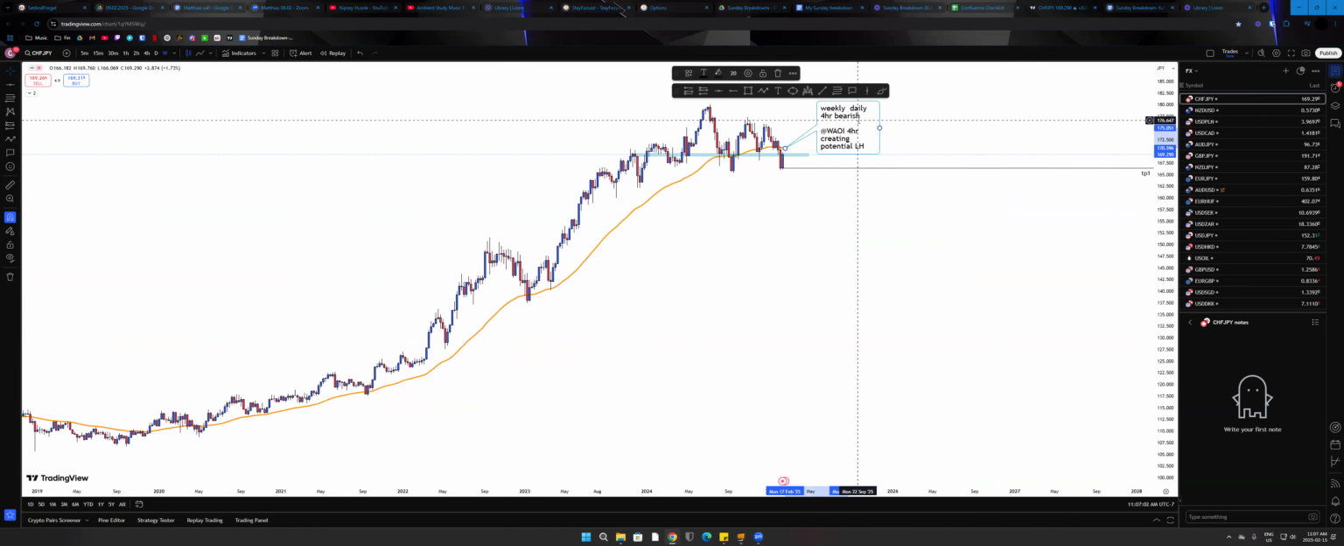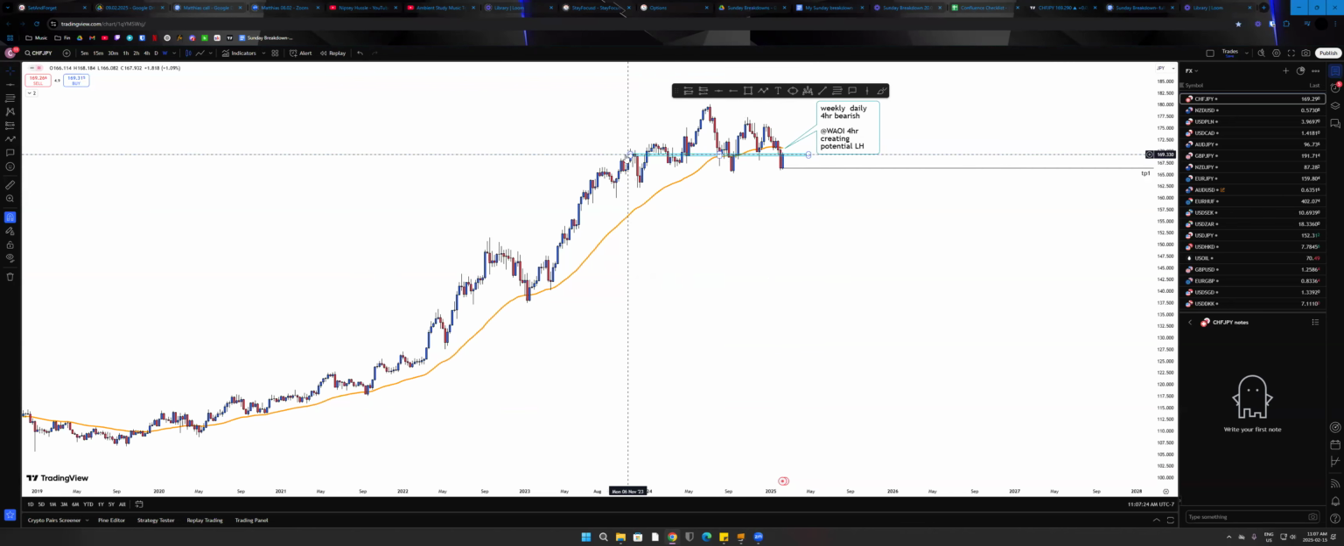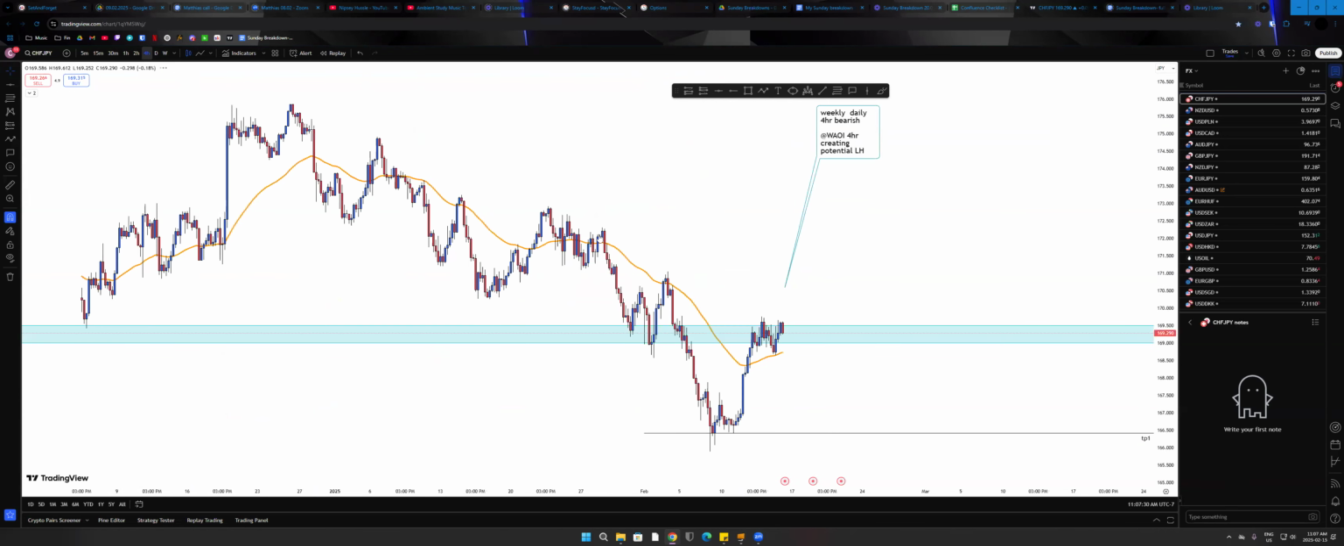All right, so the first pair I have on here is CHFJPY. So we're at a weekly area of interest right here. Weekly is bearish, and the daily's telling us the same thing. We go back and check, and we're at a weekly area of interest. The 4 hour is telling us the same thing as well. The 4 hour is bearish with the lower high, lower low, so we're looking for entries at the lower high.